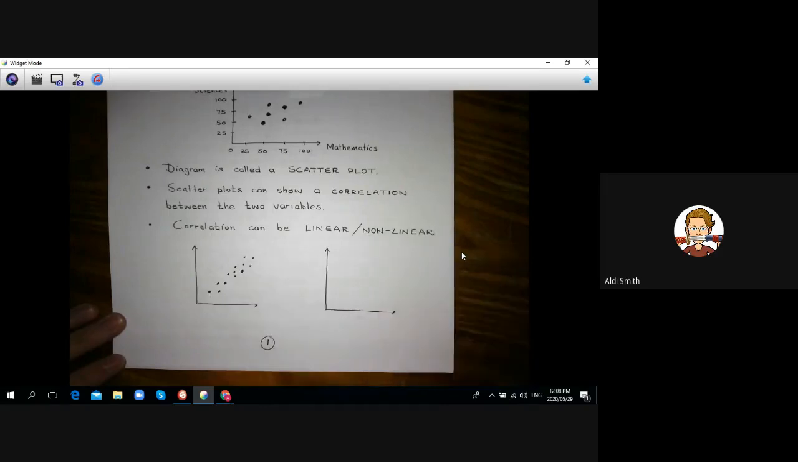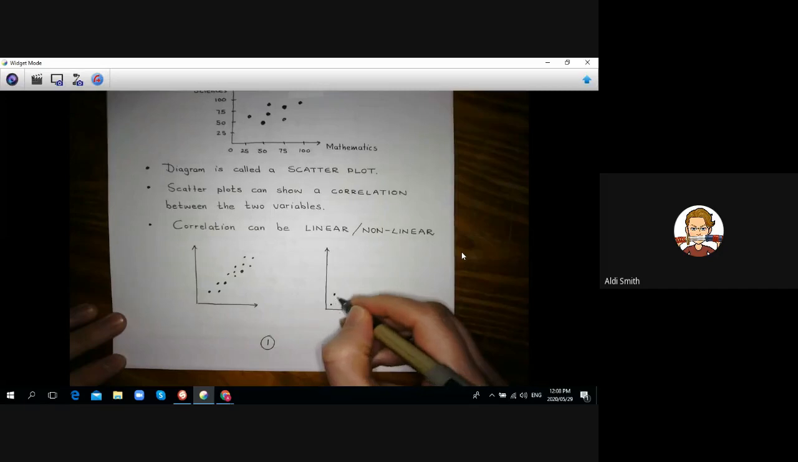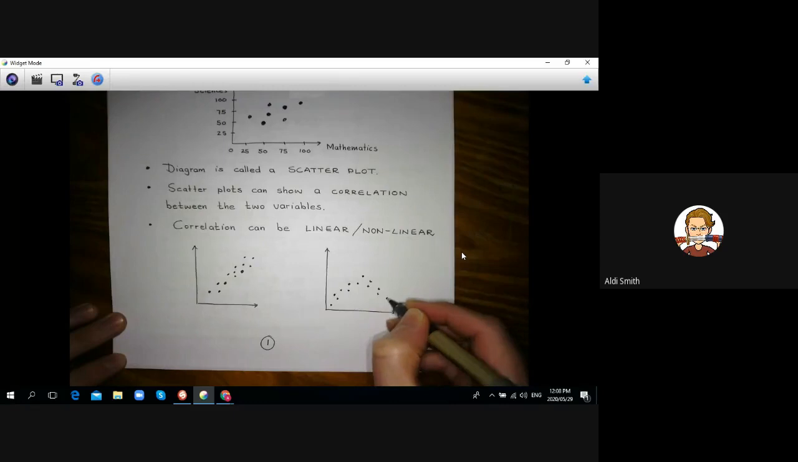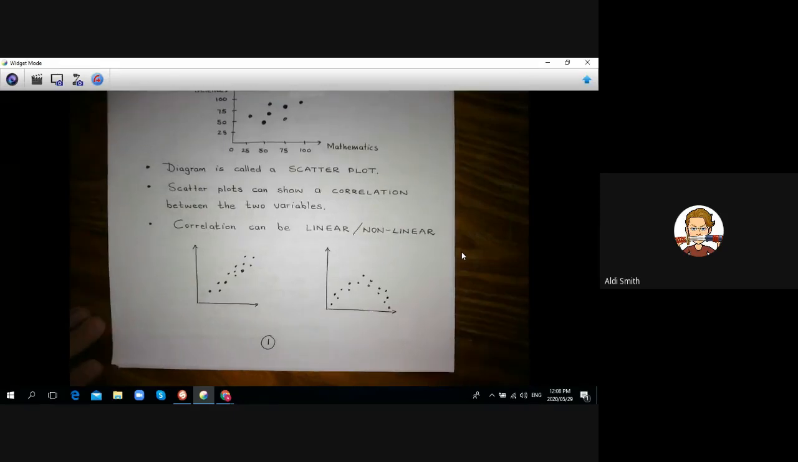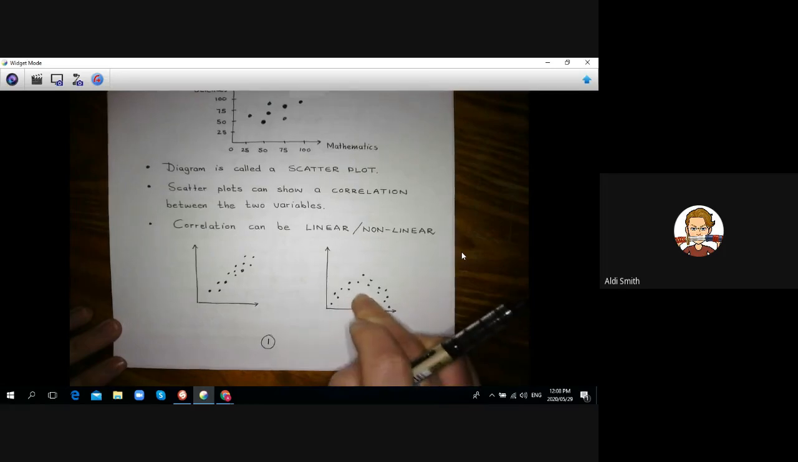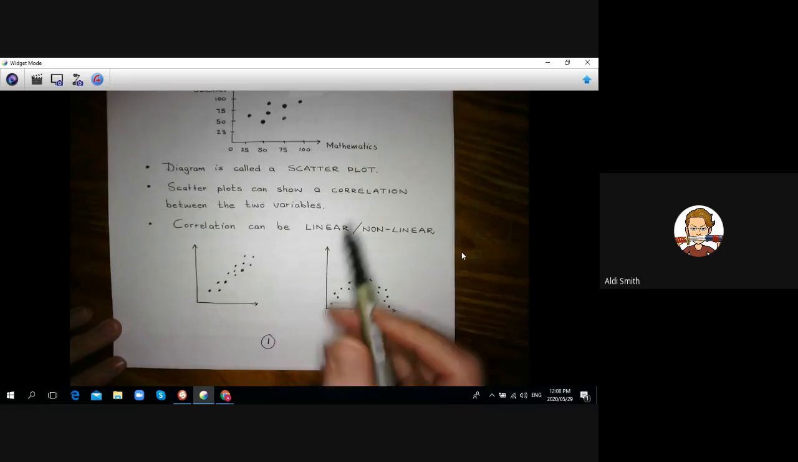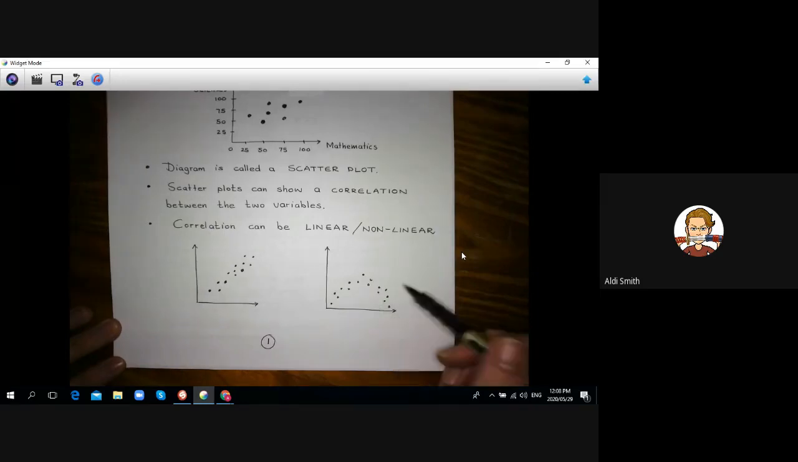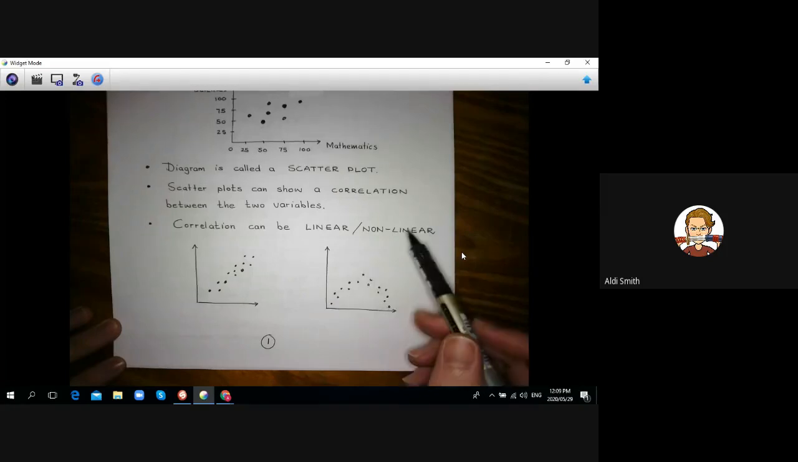But the correlation could actually also be non-linear. The correlation could actually look something like this, which hopefully you should recognize. Again, if I had a nice thick marker and I had to draw across those dots, you would maybe recognize this would be a parabola. So this is quadratic. So correlation can either be linear or non-linear. We can have parabolas, we can have hyperbolas, we can have cubic graphs even, we can have any graph over here, which is then a non-linear correlation.